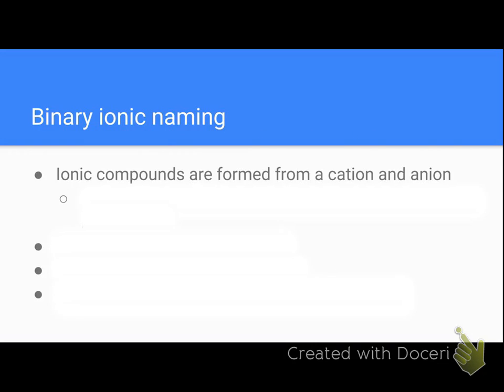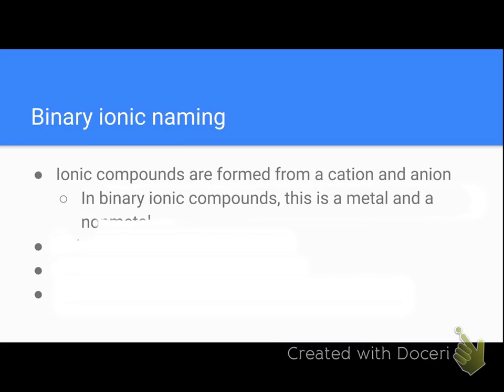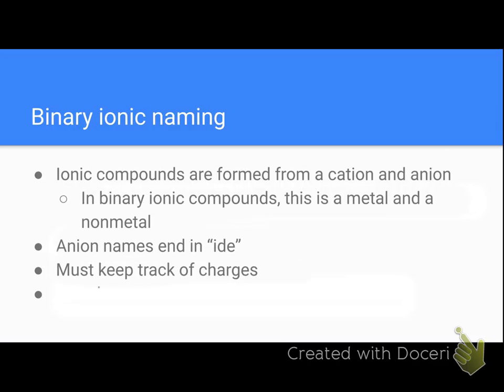So we're starting off with binary ionic naming. These are ionic compounds that are formed from a cation and an anion, and typically what we're going to see with that is a metal and a nonmetal. Some things to write down so we can reference in a little bit: your anion or your nonmetal in this situation, your ending is going to be an "ide." We've been changing those endings a lot, so that's not going to change with this type of naming either.